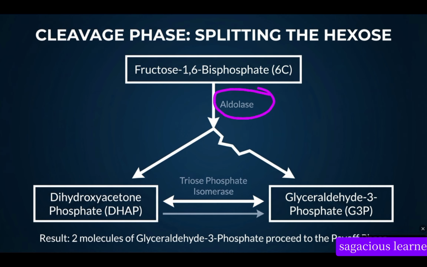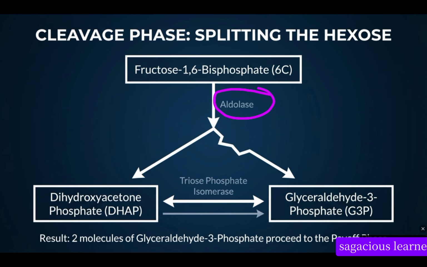Now, an enzyme known as what? Aldolase. The enzyme known as aldolase now converts fructose 1,6-bisphosphate to two things, which are dihydroxyacetone phosphate and glyceraldehyde triphosphate.